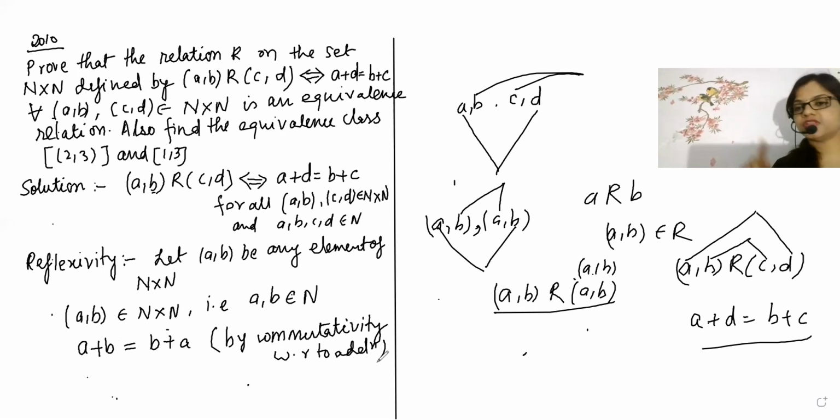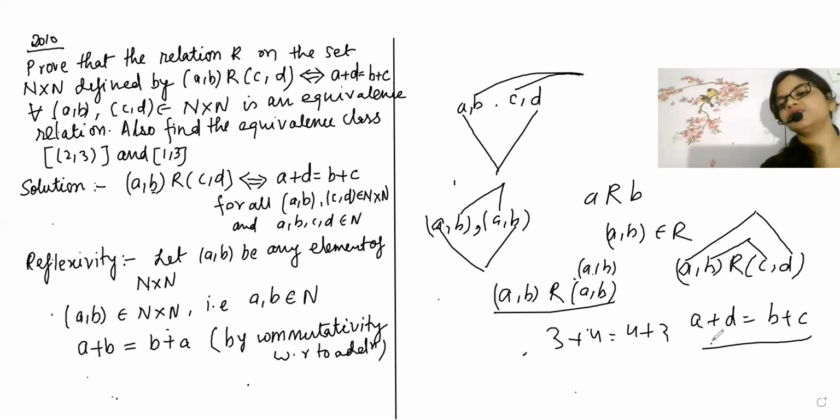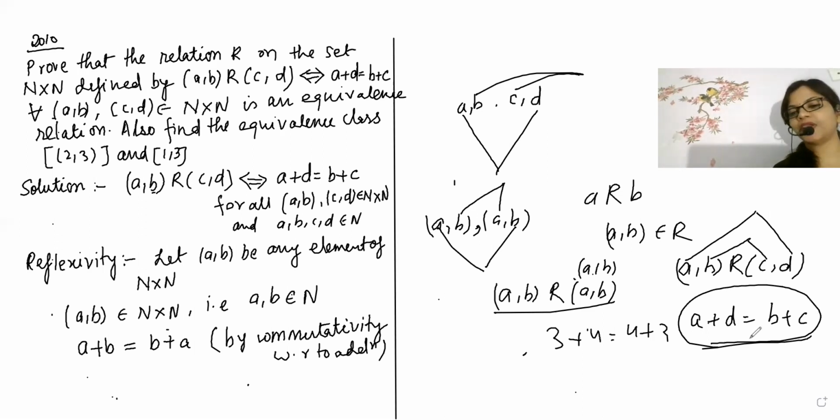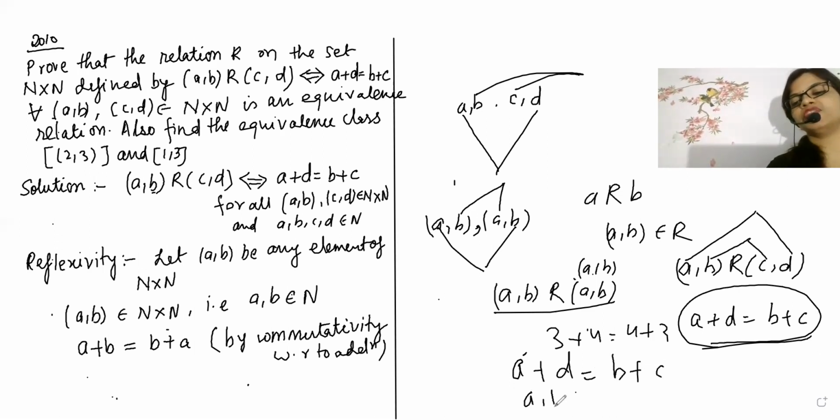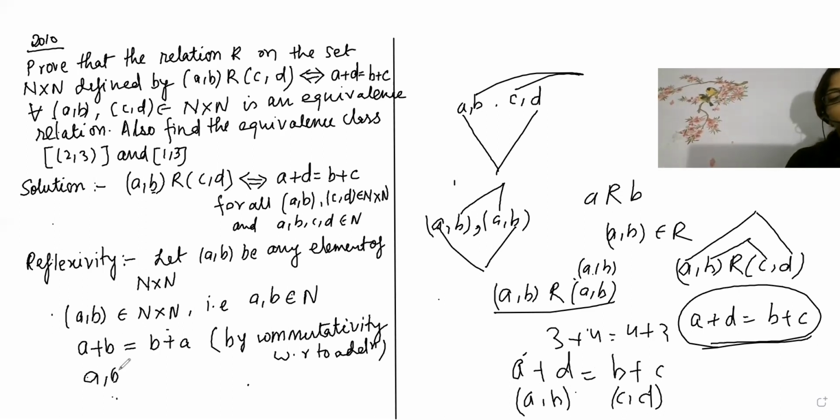So commutativity with respect to addition says that if you write A plus B, say 3 plus 4 or 4 plus 3, both are the same. Now beta, I told you this method. From here you have to pick A plus D is equal to B plus C. When this format is coming, that means A will come with B and C will come with D. So here also, beta, A will take B. That means AB belongs to R.